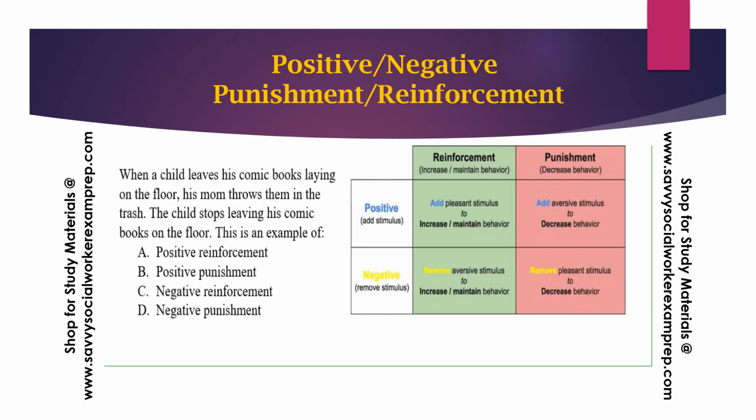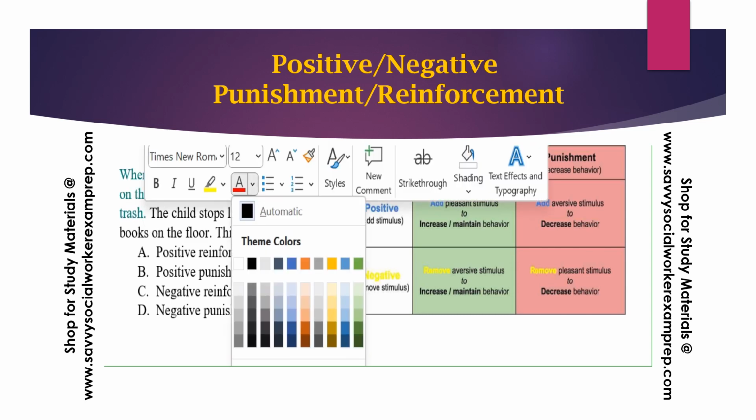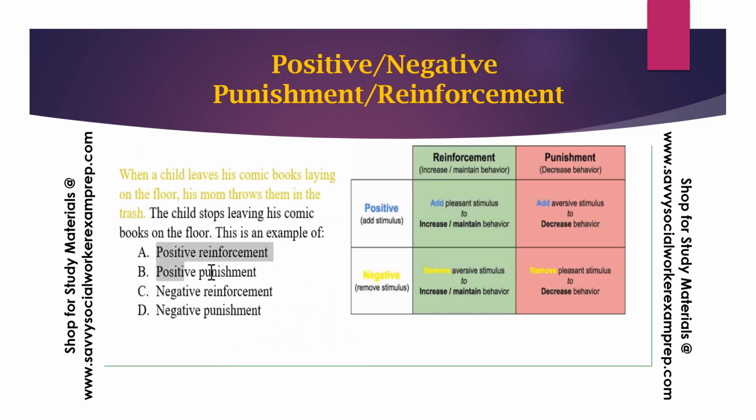When a child leaves his comic book laying on the floor, his mom throws them in the trash. The child stops leaving his comic books on the floor. So again, when the child leaves his books on the floor, the mom throws them in the trash. So that means she's taking something away, which gives me a negative. Let me go ahead and delete these positive options. And so therefore, the child stops leaving them on the floor.